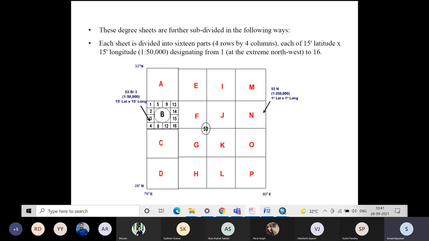If anyone has completed it, please tell the answer. Yes, ma'am. B11, B12, C9, B15, C13, F3, F4, G1. Yes. So this is how we draw the sheet index over here. If anyone has any doubt in this, you can ask.